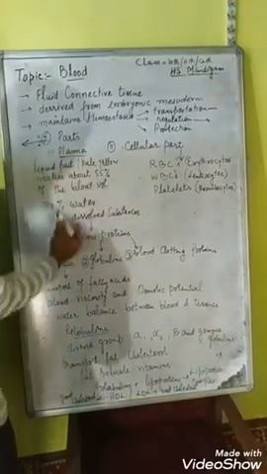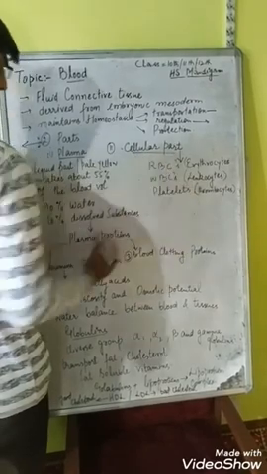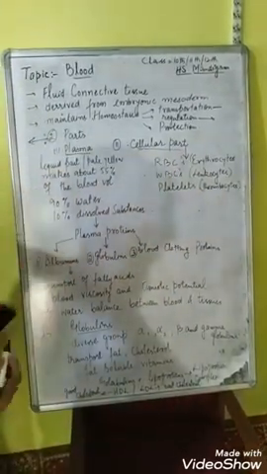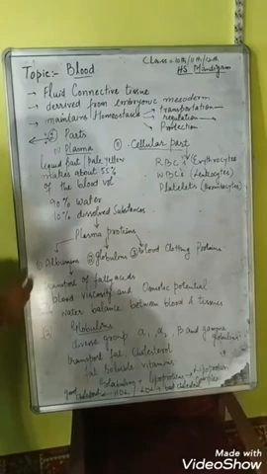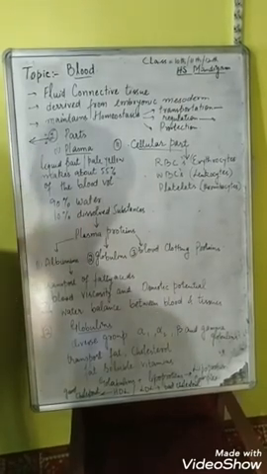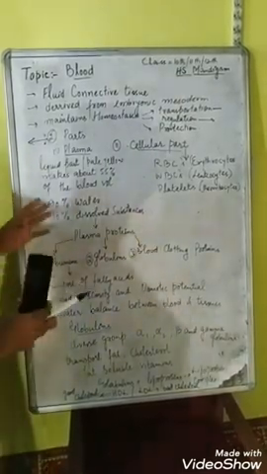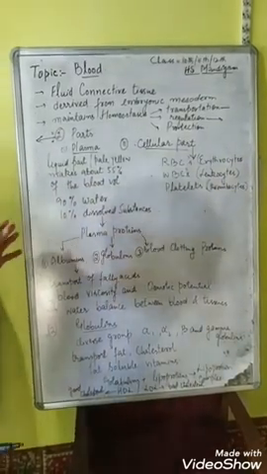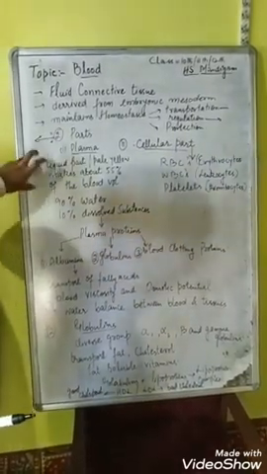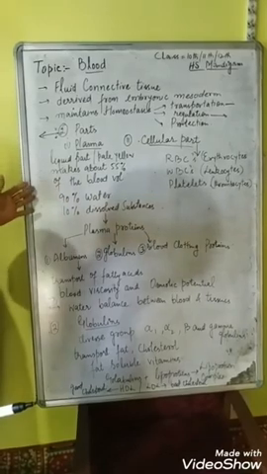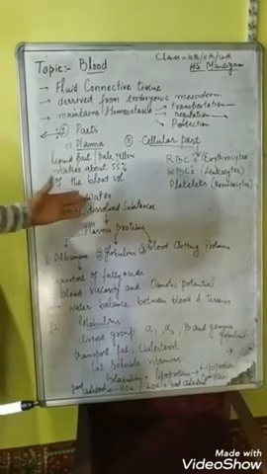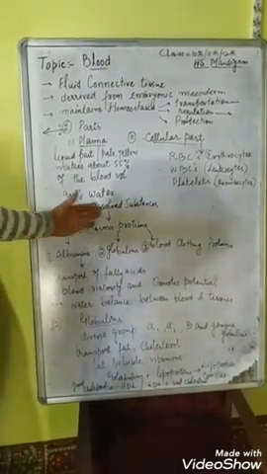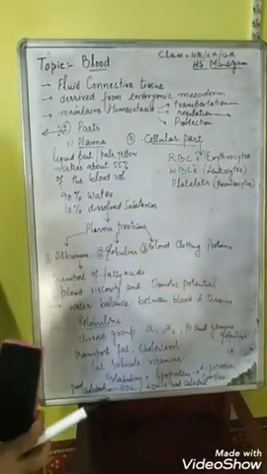So the blood has two parts. One is plasma and another is the cellular part. Plasma is the liquid part of the blood. It is a pale yellow liquid, and it makes about 55% of the total volume of the blood. This plasma also contains around 90% water and 10% dissolved substances.